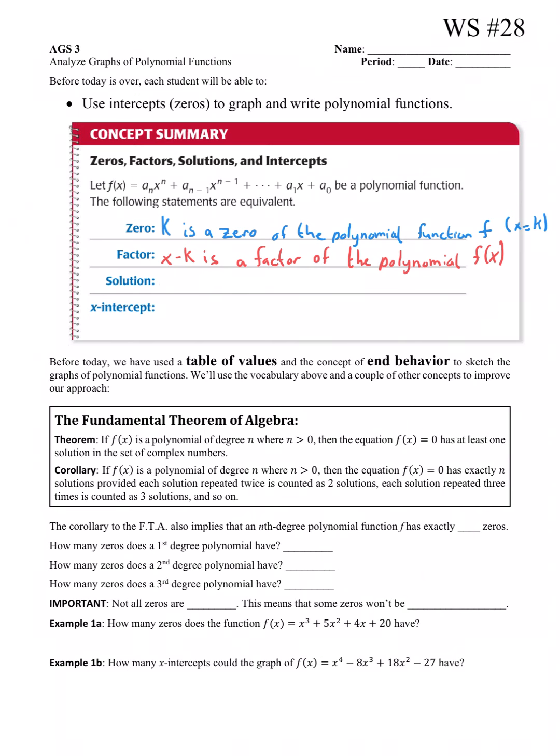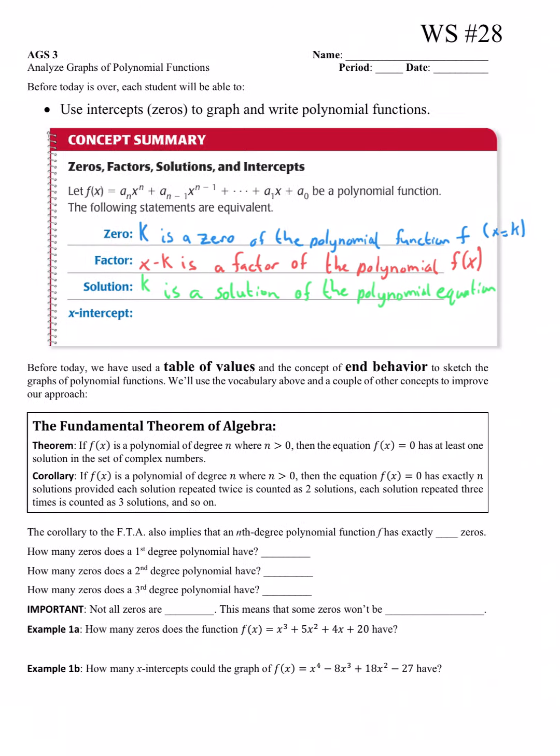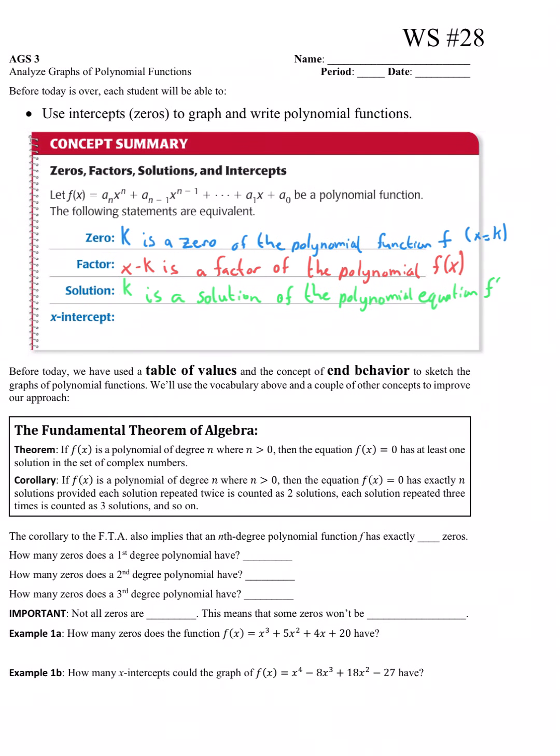And then we talked about solutions as well. We don't use that one as much, but we might see it, where we say k is a solution of the polynomial equation. And in that situation, we'll see f of k equals 0.